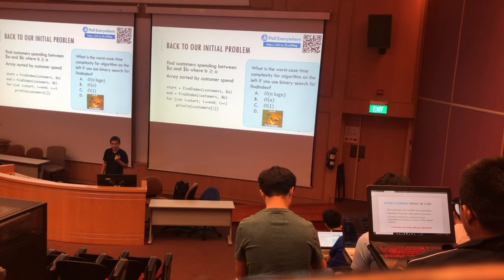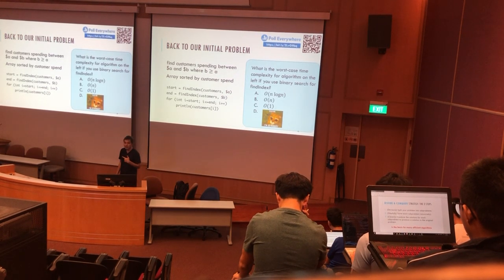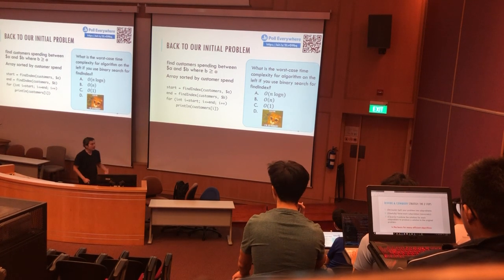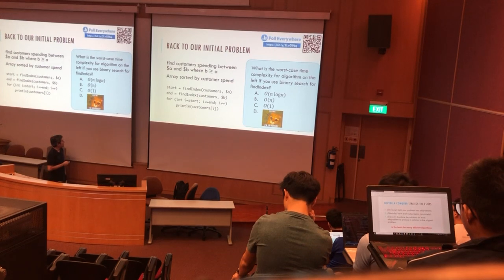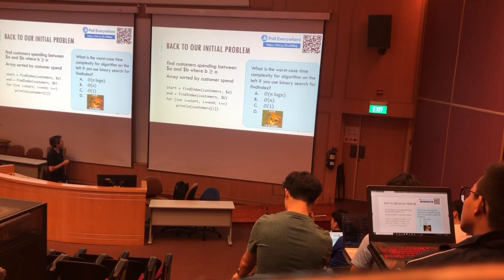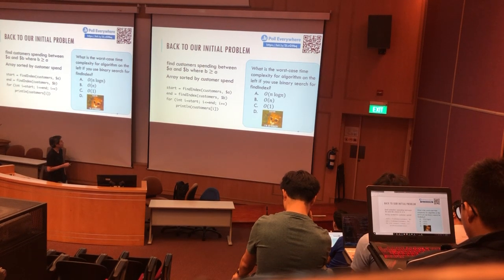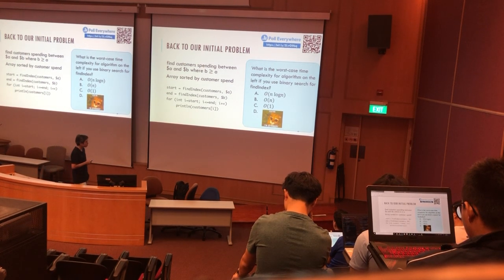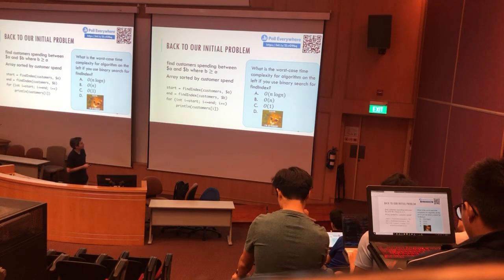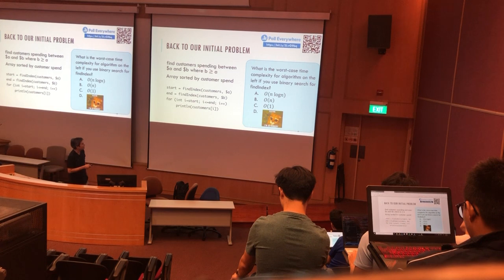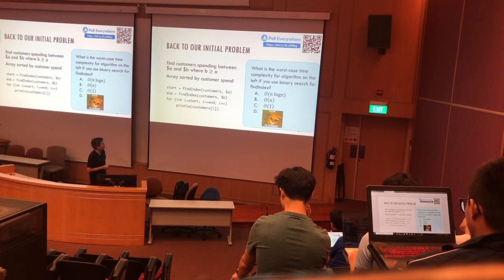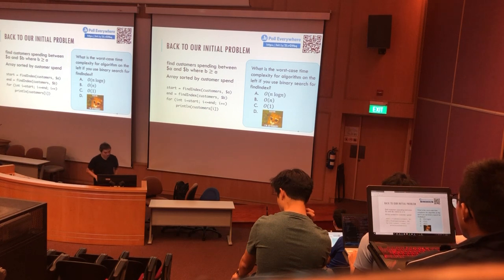So let's go back to our initial problem. Remember we talked about find index. Let's look at Homer's code. Remember the goal: to find customers who are spending between $A and $B, and the array is already sorted by customer spend. Homer's code finds the start index, where the customer spends A, and the end index, where the customer spends B, and then we print all the customers in between. What is the worst case time complexity for the algorithm on the left, if we use binary search for find index? Is it A, O(n log n), B, O(n), C, O(1), or D, "feed me, I'm so hungry"?